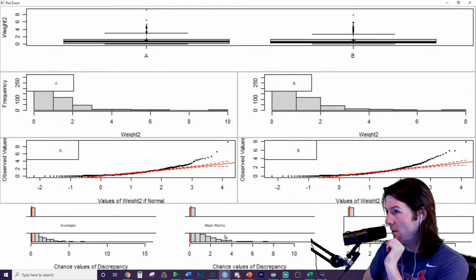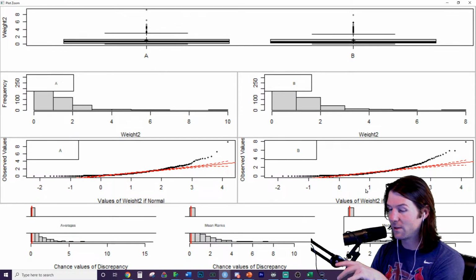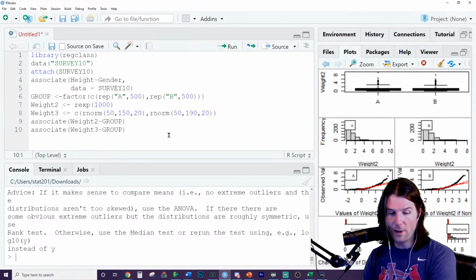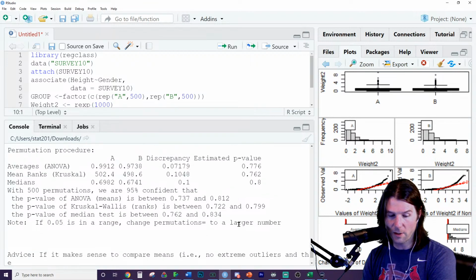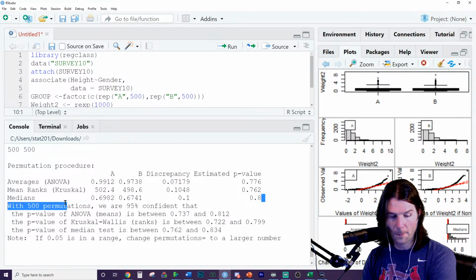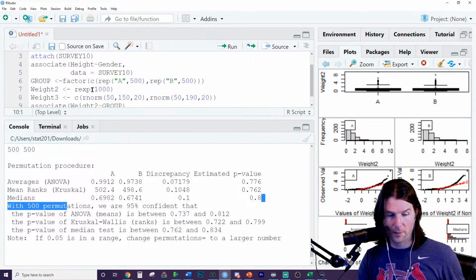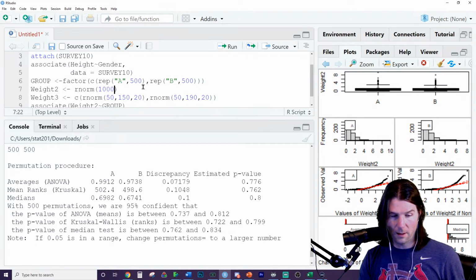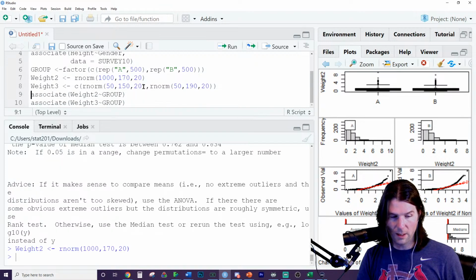So when you have the p-values, that's the key thing, and that's what we were talking about, Dylan, a moment ago. When you have the p-values here, what does it mean? You're talking about these p-values right here. When you look at these groups, we'll put this back to a random normal, so it's more like real data: 1,000 points, mean of 170, and standard deviation of 20.